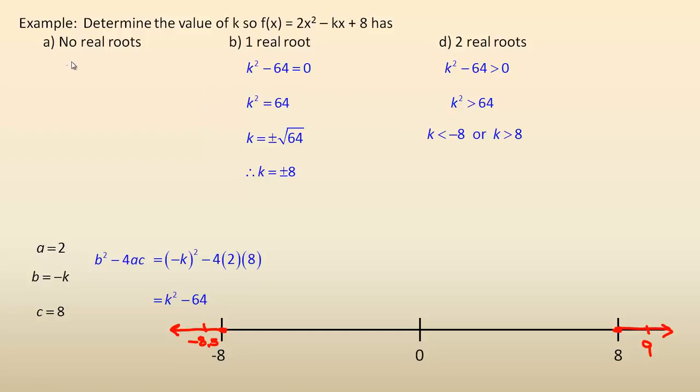So no real roots occurs for values of k between negative 8 and 8. Between here, no real roots. At negative 8 and 8, one real root, and then below negative 8 or above 8 is where you get the two roots. So that's how you can use the discriminant to figure out how many roots there are, by looking at the value of the discriminant, whether it's 0, positive, or negative. And that's the end of the tutorial.